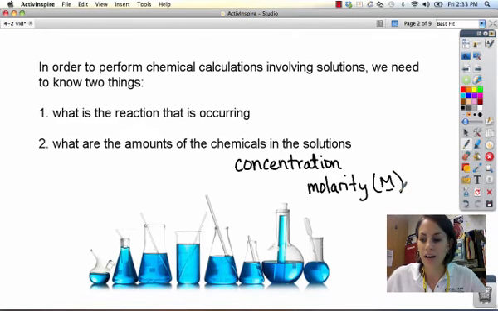The understanding of concentration and molarity is really important, so that's what we're going to talk about for the rest of our time here. Most reactions take place in solution, so therefore we have to know how much of each chemical we're really working with, and this is the concentration.